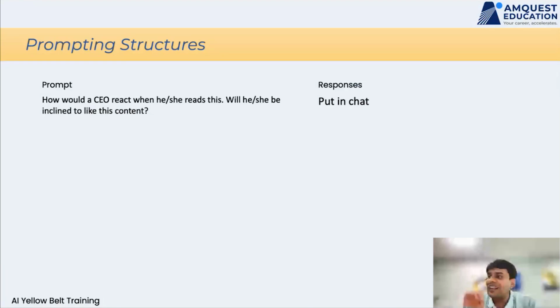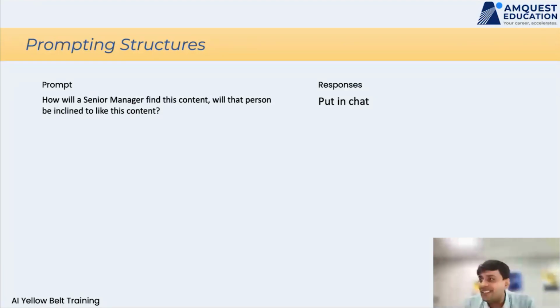Great. Now let's go to the second iteration. All right. The second iteration is, how will a senior manager find this content? Will that person be inclined to like this content? I'll paste this in chat for you. And then comes the magic line, which will improve your output by at least 30 or 40%.